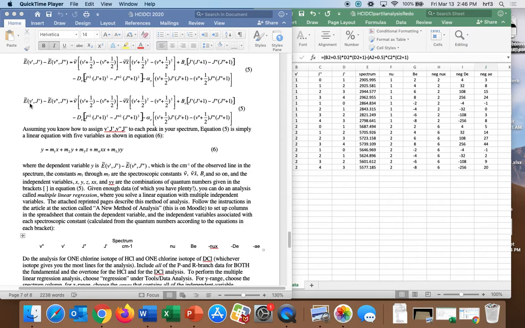This is a difference between energy of two states, with the vibrational state changing and the rotational state changing. And so this is basically the location of a peak, right? Because it's a delta E. So the location of a peak in your spectrum is equal to, and then you have all of these factors, right?